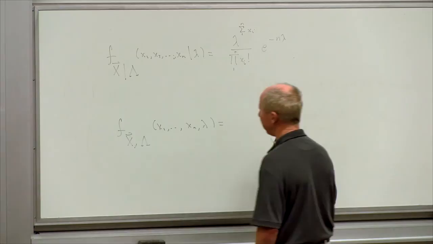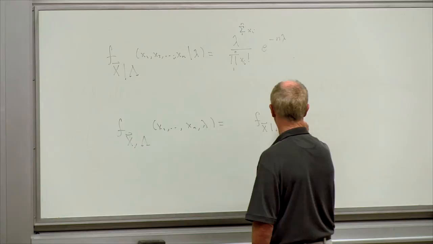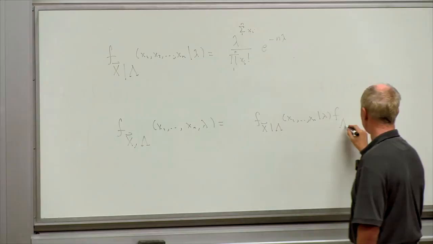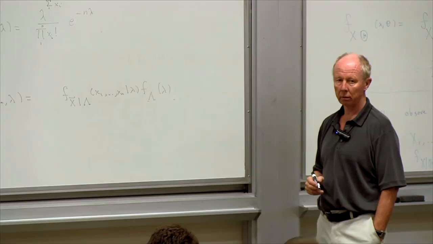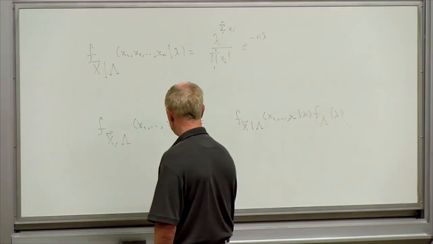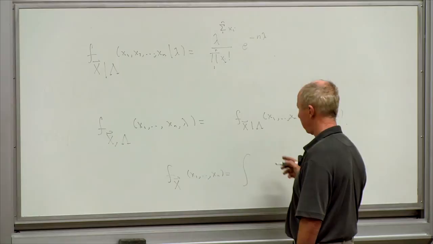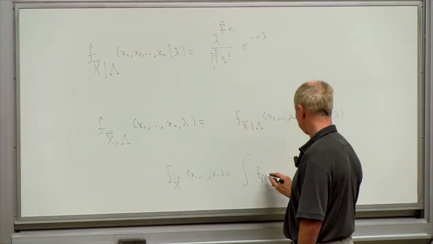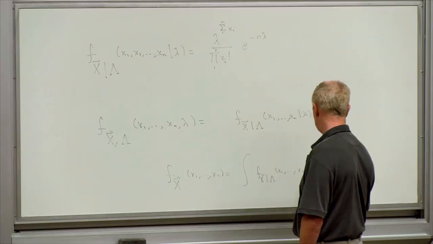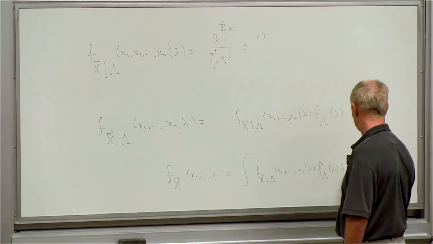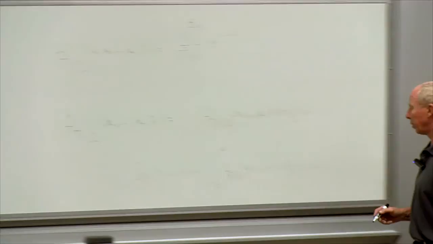Okay? So the joint distribution of the vector x and the random variable lambda is the conditional times the marginal distribution for lambda. And the marginal distribution for x would be to integrate this with respect to lambda. And lambda is a gamma random variable, so the integral goes from 0 to infinity.